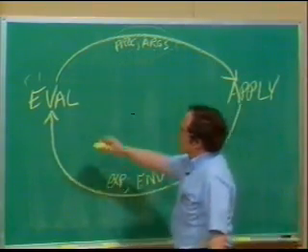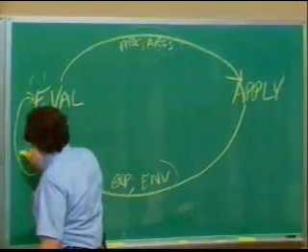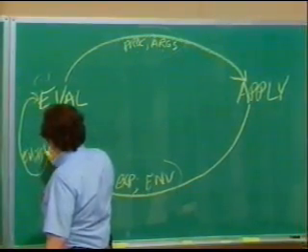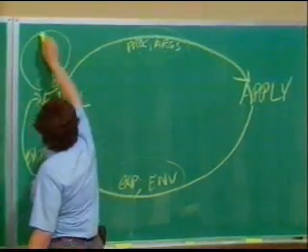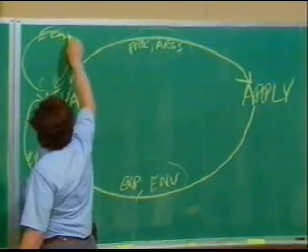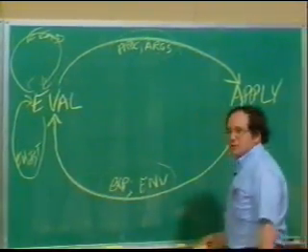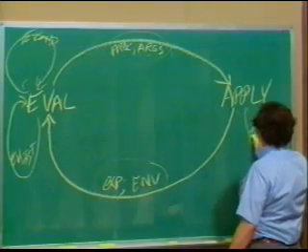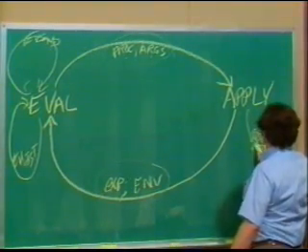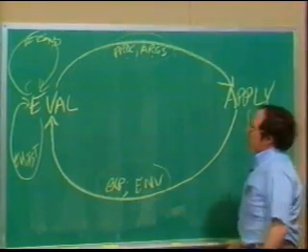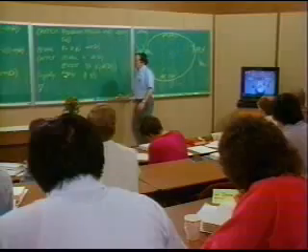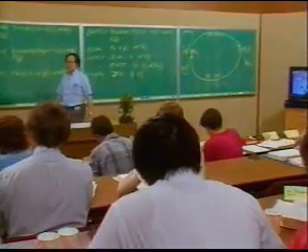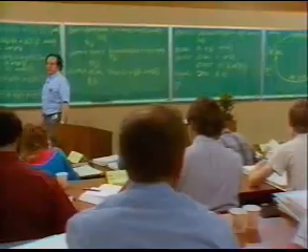There are minor little subloops like eval through evlist, or eval through evcond, or apply through primitive apply. But they're not the essential things. So that's what I wanted you to see. Are there any questions?